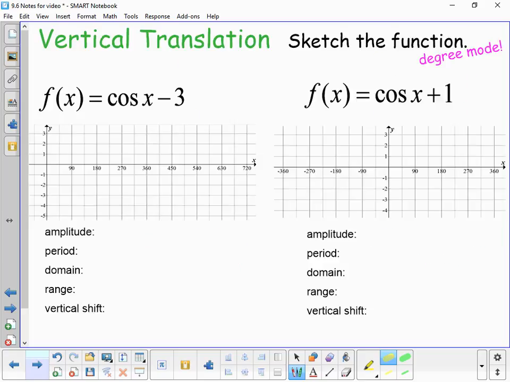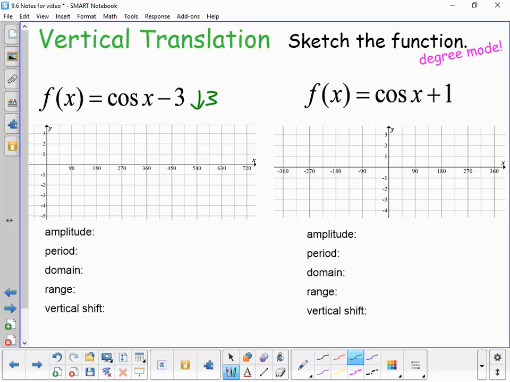Vertical translation. First, we're going to sketch the graph of the cosine of x minus 3. So the minus 3 at the end, that's a constant. We're subtracting 3. That is going to shift our function down 3. So it's going to be here.